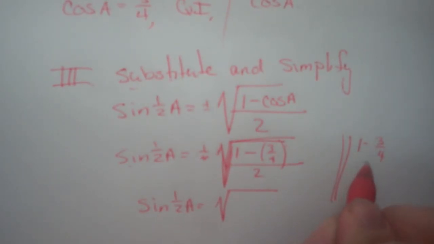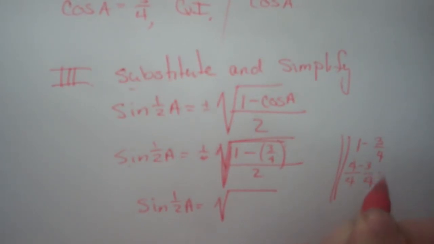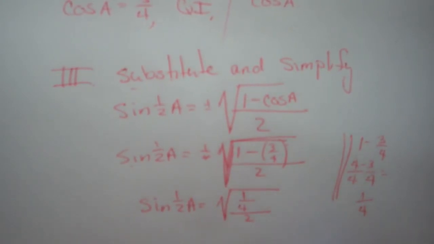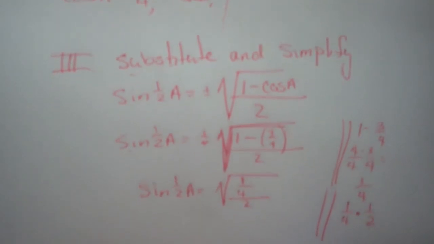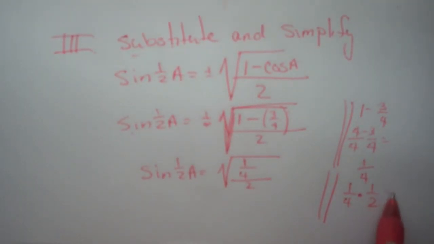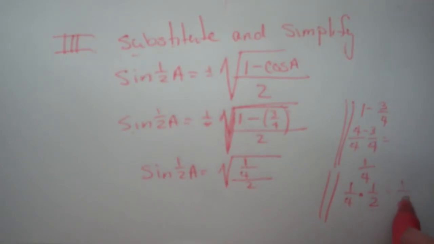1 minus 3/4, I need a common denominator, so I multiply by 4 over 4. This is 4 over 4 minus 3 over 4. 4 minus 3 is 1, so this is 1/4. So on top, this is 1/4, and this whole thing is divided by 2. When you're dividing, it's like multiplying by the reciprocal. And so, again, over here on the side, this is 1/4 divided by 2. That's the same thing as multiplying by the reciprocal. The reciprocal of 2 is 1/2. So this becomes 1/8.